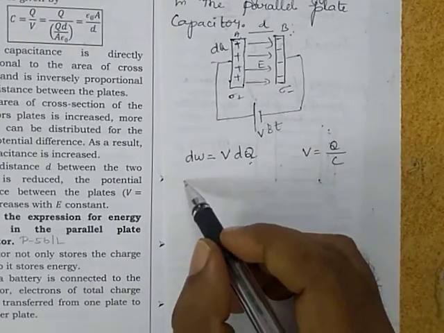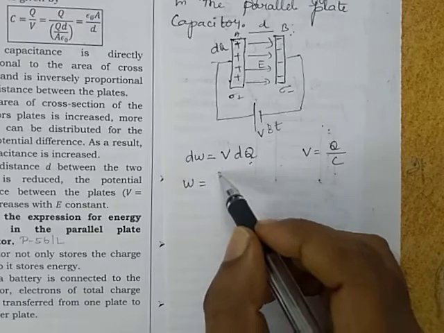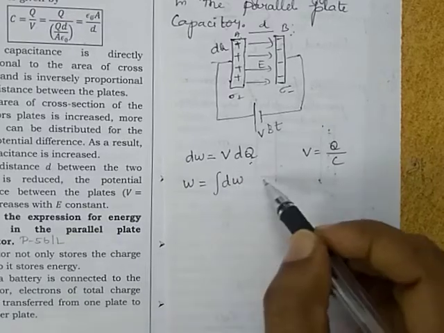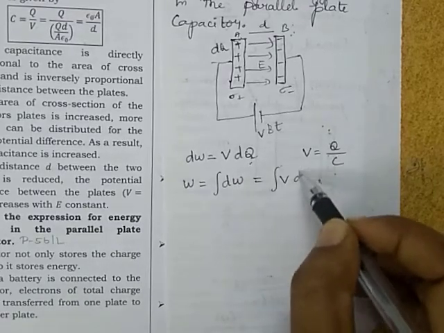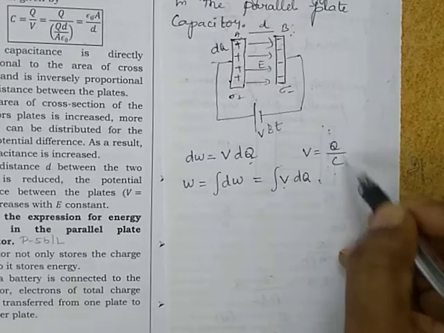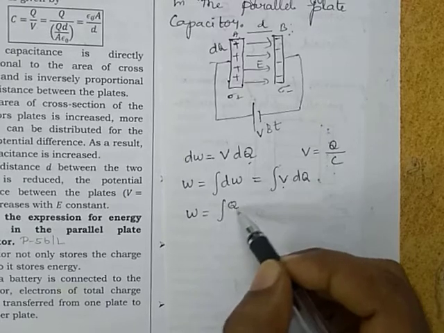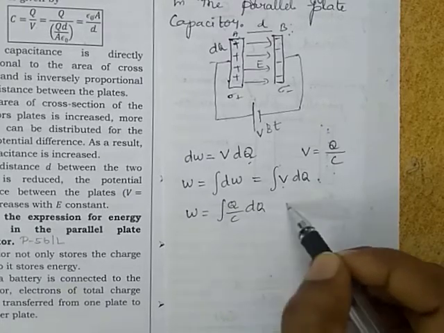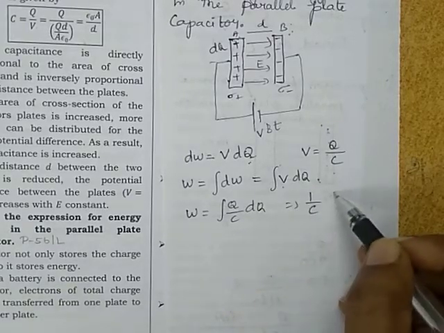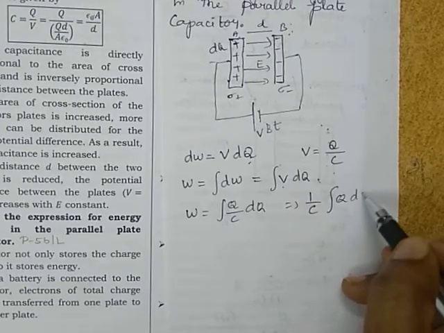So far we need to integrate the small work done, then we get integration of V dq. Substituting V is equal to Q by C, the total work done is the integration of Q by C dq. 1 by C is taken out of the integral, since it is constant, then Q dq.